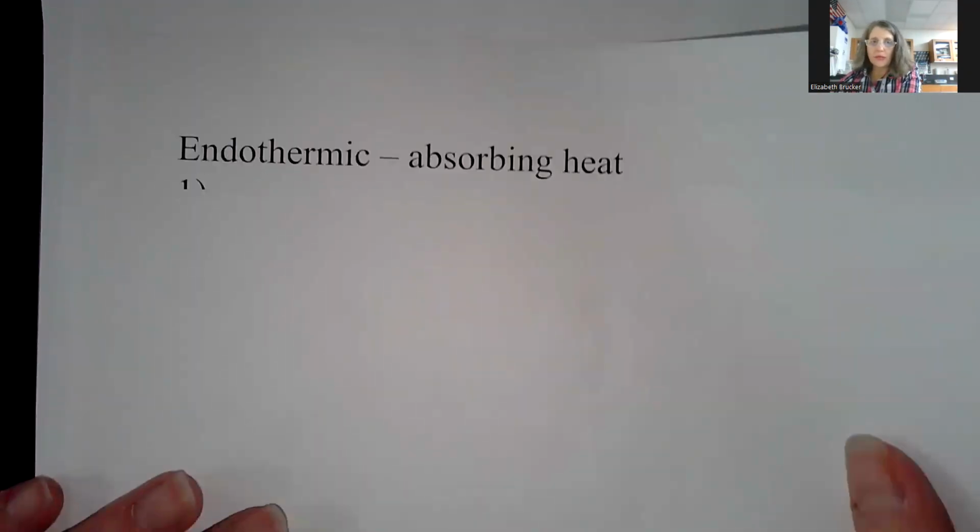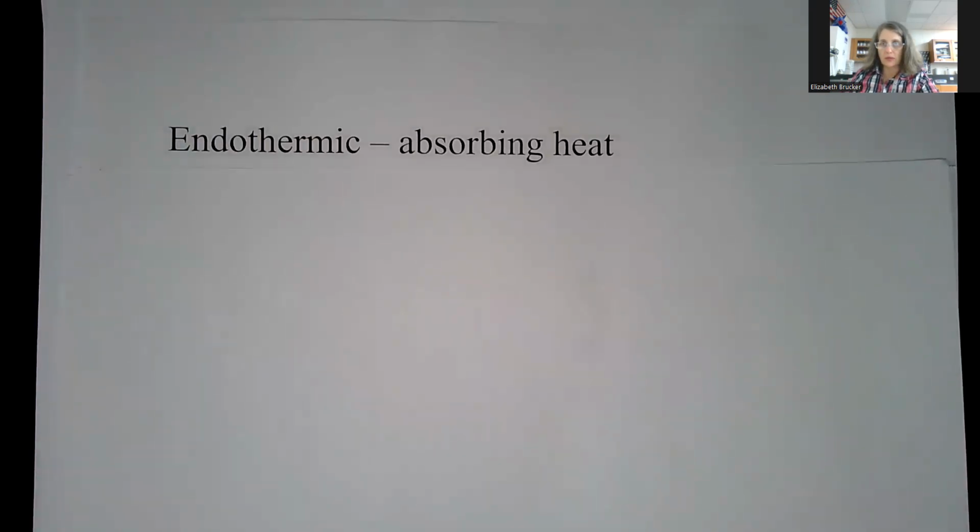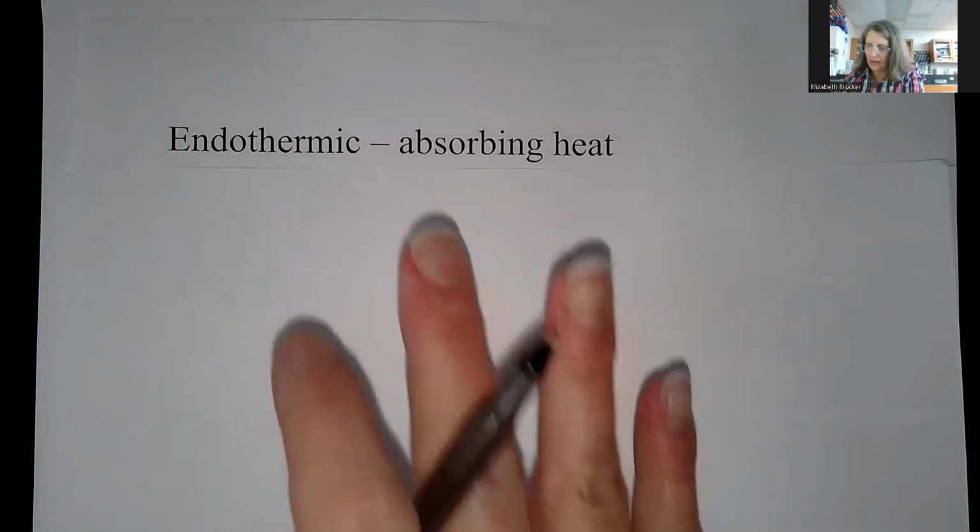So endothermic reactions absorb heat, okay? So from the surroundings to the system, it is absorbing heat. So the system is gaining something. So I always think of it as a gaining of something.